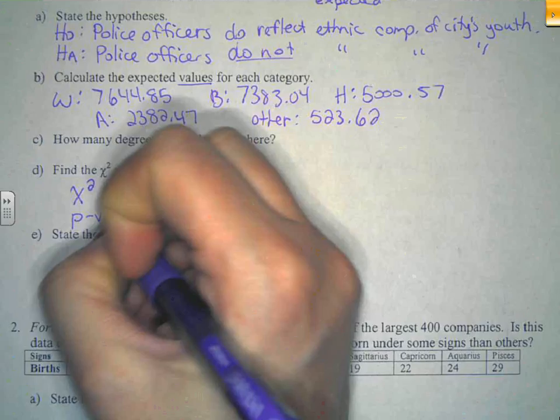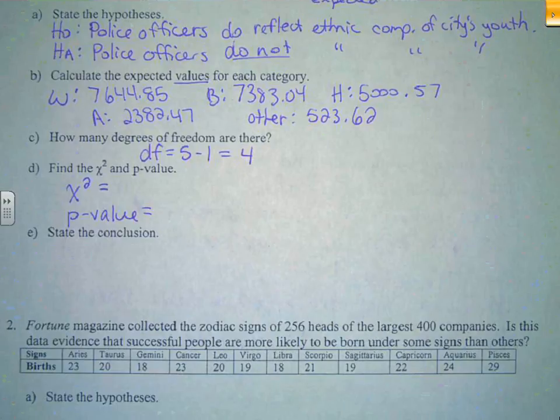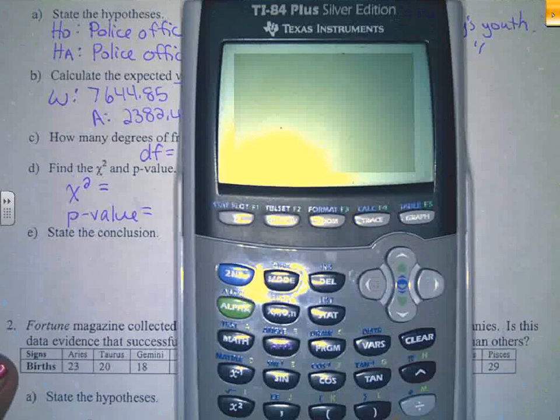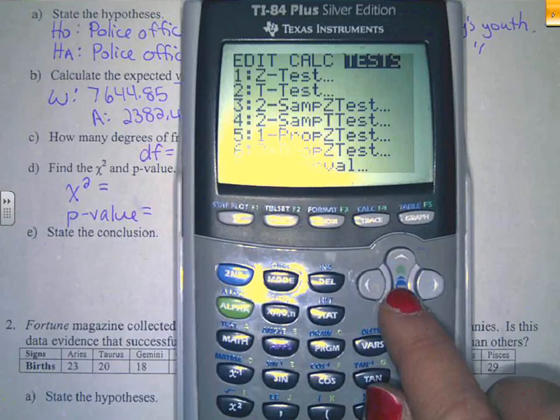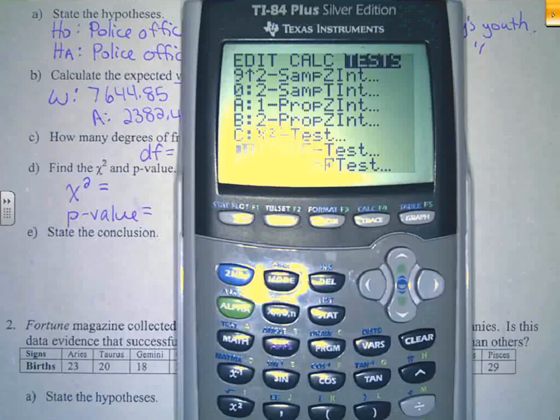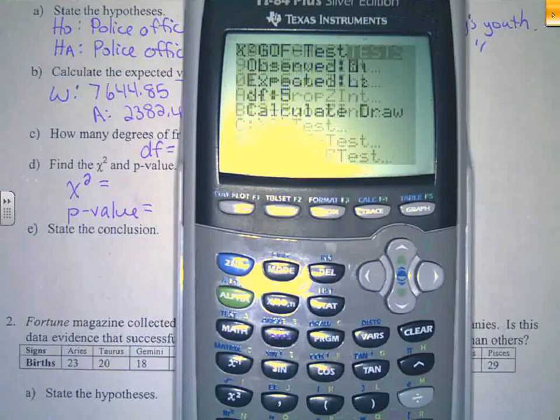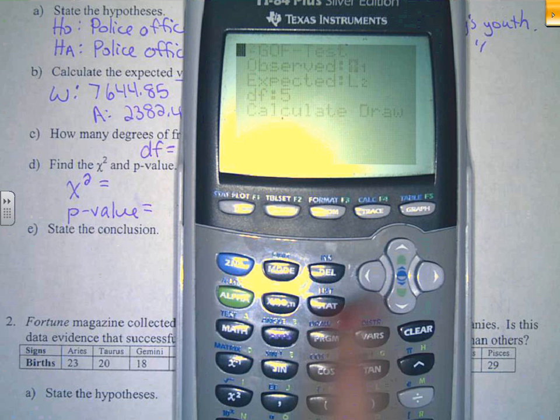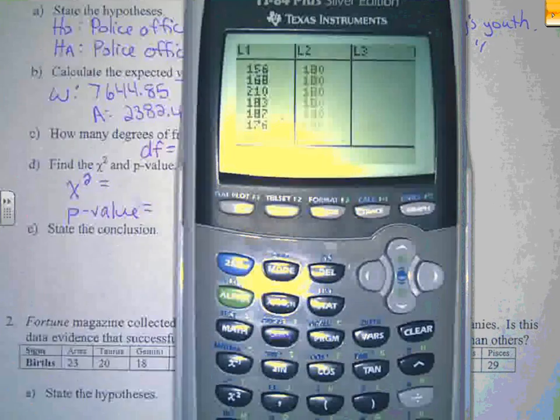Okay, so it says find the chi-squared and the p-value. So this is where you use the calculator. So first I'll do it with what most of you have. If you have the 84, just go to test, like we always do, and make sure there's 2 tests that say chi-squared. There's a chi-squared test and a chi-squared GOF. Make sure you're on the GOF. Oh, we have not done something really important. Don't do that really. Because the next thing it asks for is L1 and L2, which we haven't done yet. Okay, so let's type our information into L1 and L2.